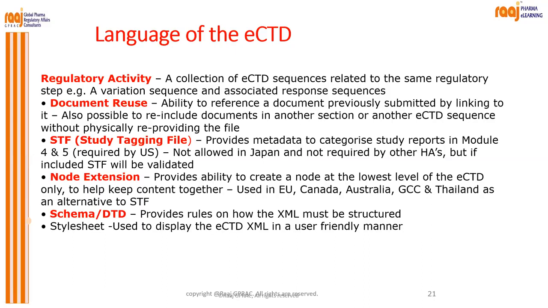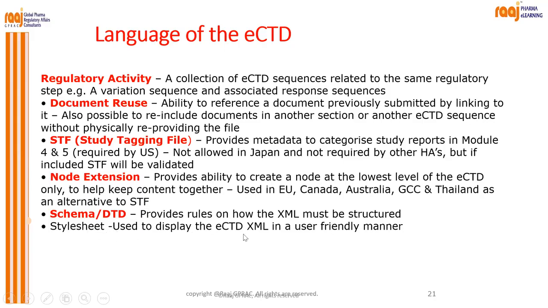So when you talk about European submission, lots of variations are generated as per type A and type B, the minor variation, major variation. Then under minor also they are divided further. So that is why, with A and B, you have to study well and attach a particular document in the particular sequence in a properly organized manner. Then document reuse, study tagging file also will be shown. As I said, study tagging file and SPL is a mandatory requirement for US FDA. Node extension is used for Europe, Canada, Australia, GCC, Thailand and all. And this STF is not allowed in Japan and not required for any other health authority, but only in the US.